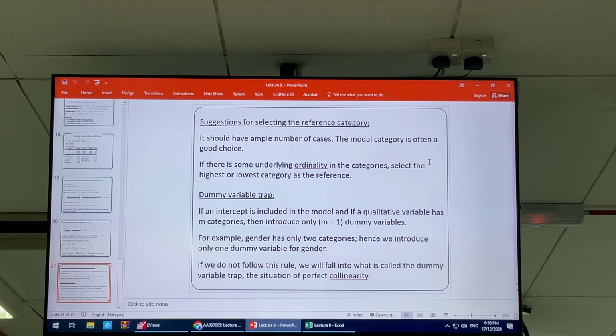This is just a suggestion. It's not compulsory, but a suggestion on how to choose which category should be used as your reference category, meaning the category that you should not include the dummy variable for. So you should have an ample number of cases. The modal category is often a good choice. Modal category means the category which has more observations. So just now, let's say you have 49 observations. If the number of male is higher than the number of female, then you use male as your reference category.